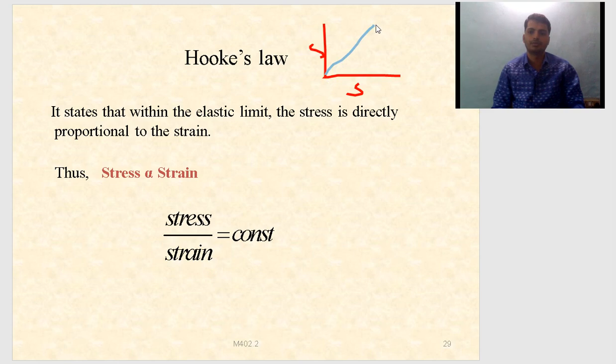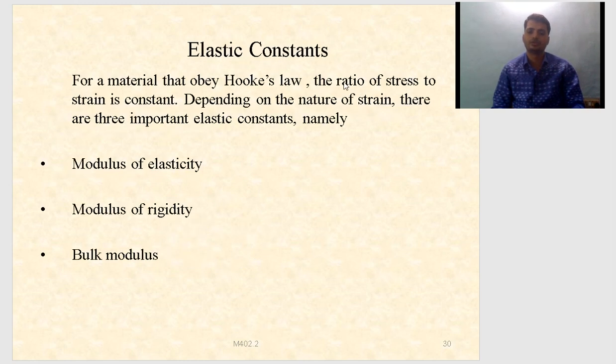We are giving the properties of an elongation test that takes place. So within the elastic limit, there is a proportionality, which is called Hooke's law. Stress is directly proportional to strain is represented as Hooke's law. See, elastic constant: for a material that obeys Hooke's law, the ratio of stress to strain is constant.